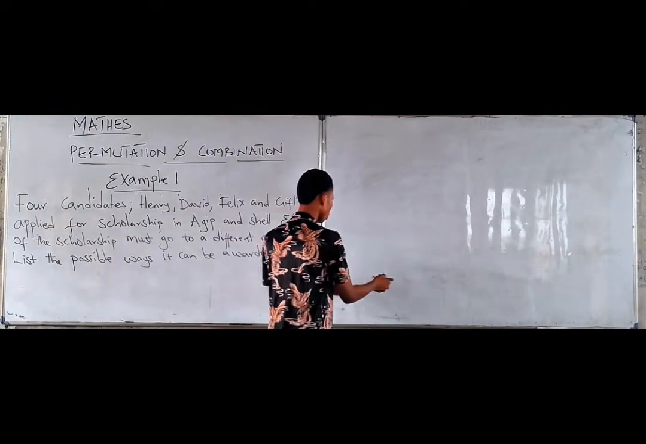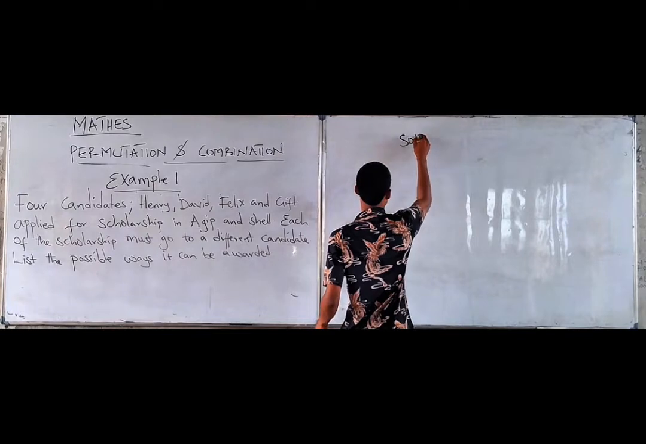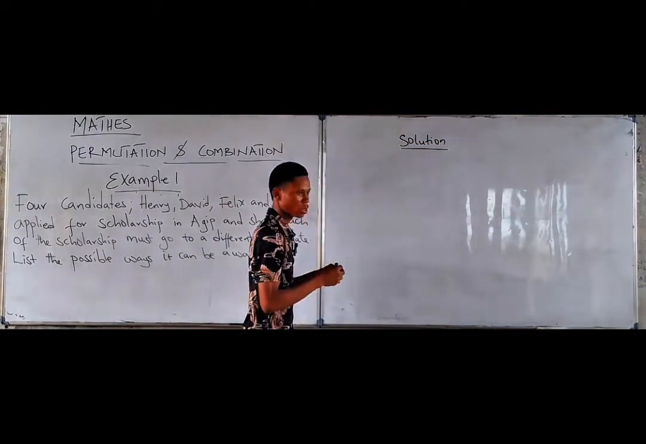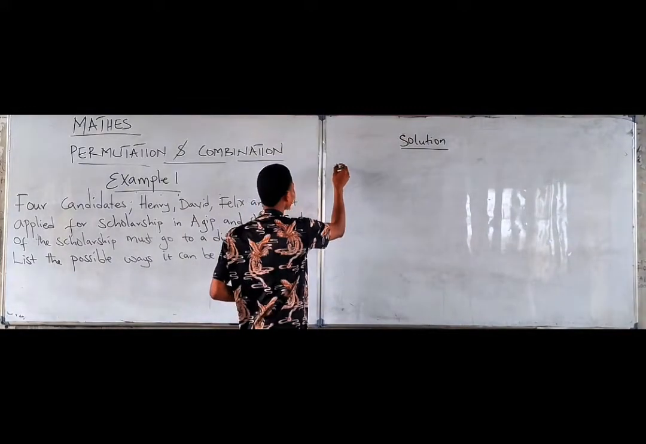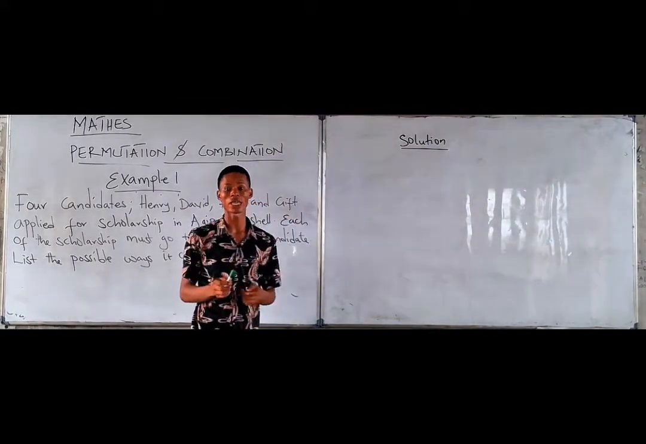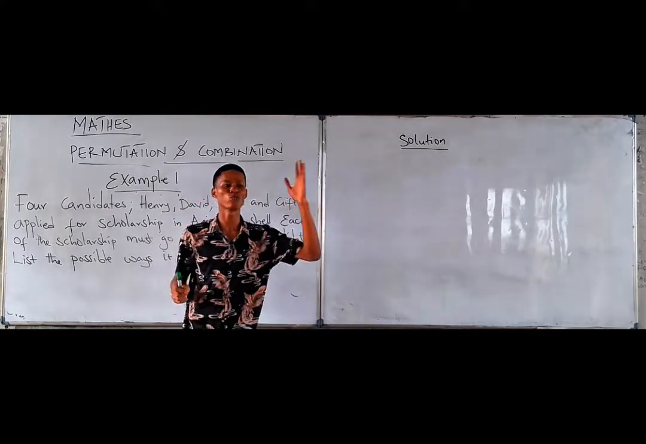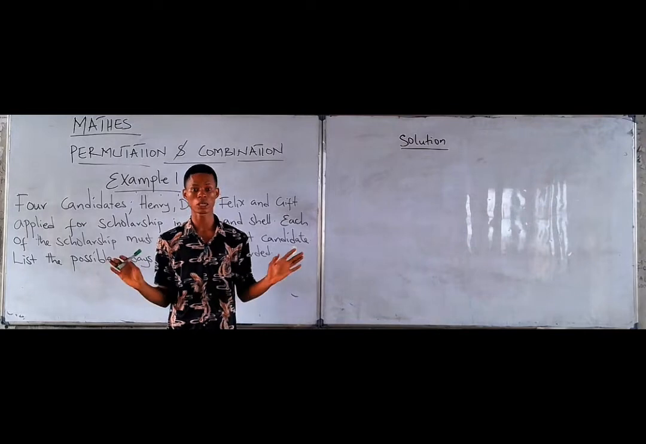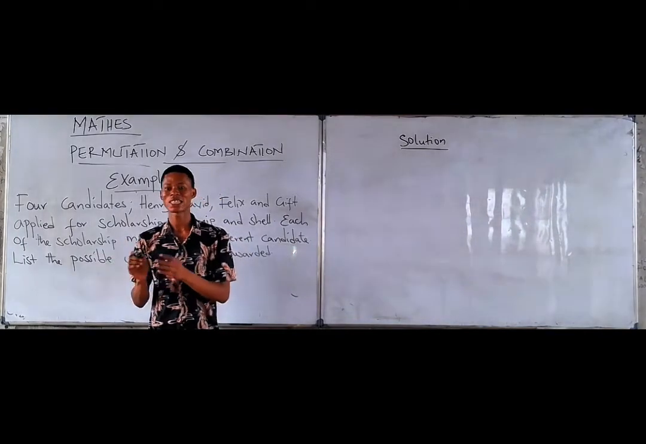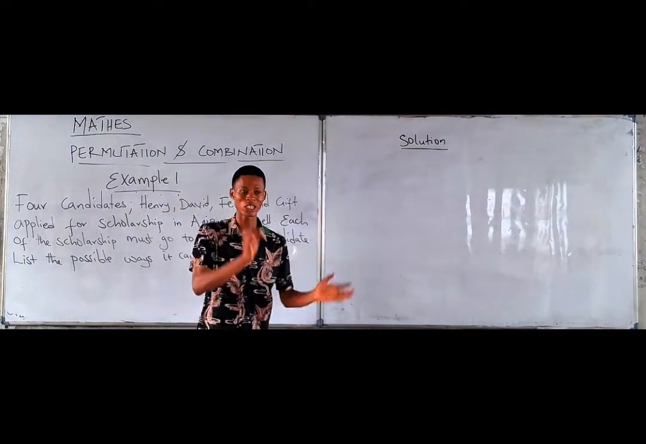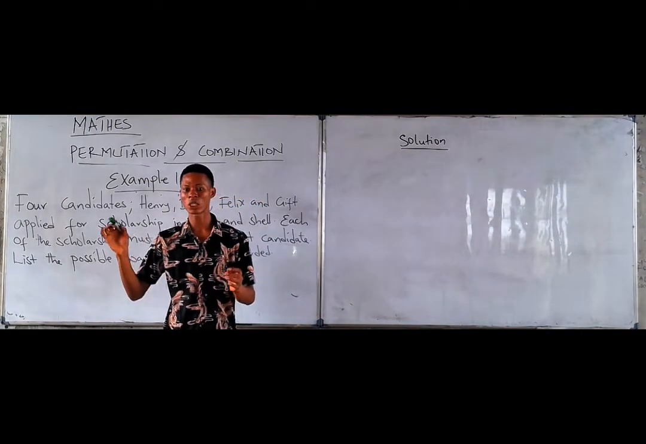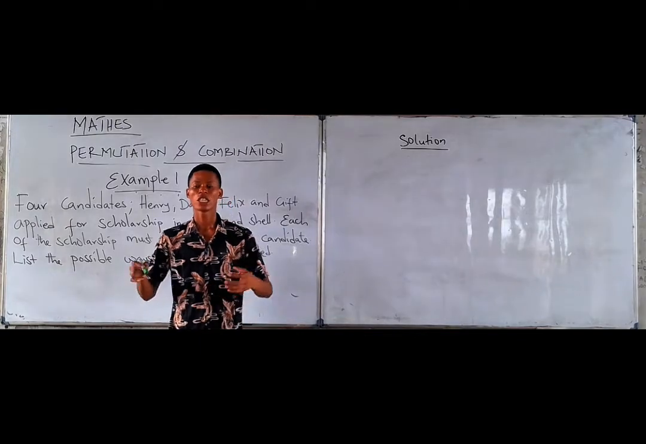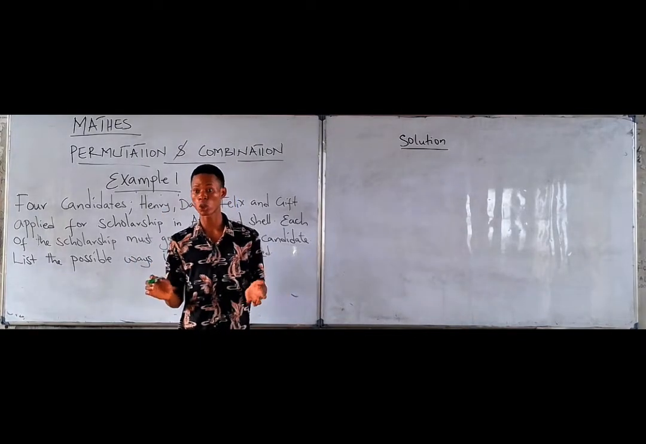Now to solve this, let's ask ourselves. The first thing you will need to know when answering questions like this is to ask yourself, is this permutation or combination? Once you can answer that question, you've gotten the answer. So in a question like this, is the order of arrangement necessary? If the order of arrangement is necessary, is it combination or permutation? Permutation, right? If the order of arrangement is not necessary, it's what?